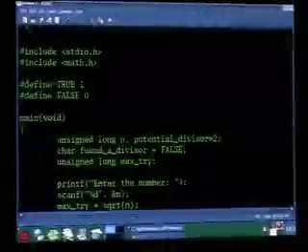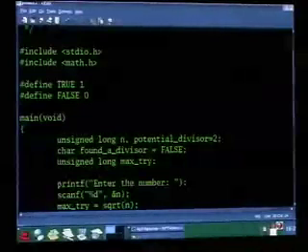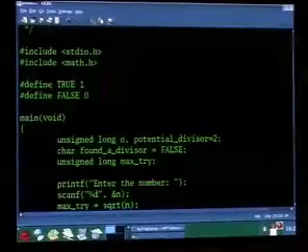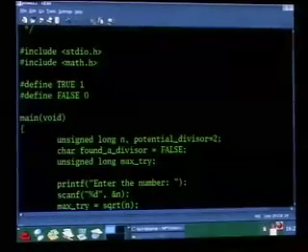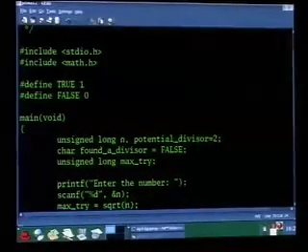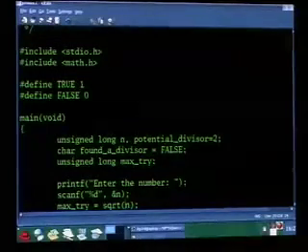For example, if n is 10, then the square root of 10 is 3 point something. So in that case, max try should be 3. We don't need to test for any divisor above 3, because if there is a divisor above 3, then there will be a divisor below 3 as well. Okay, so here is the starting of the program.